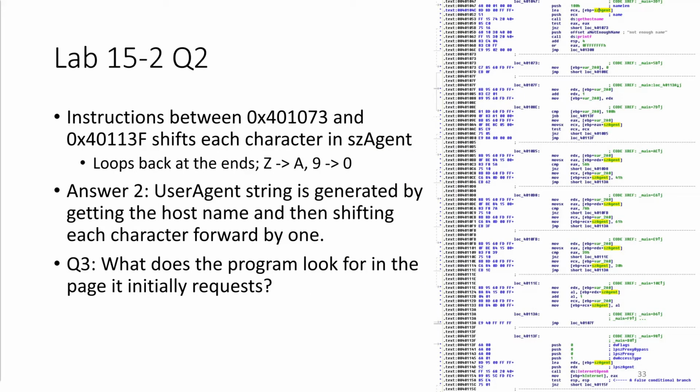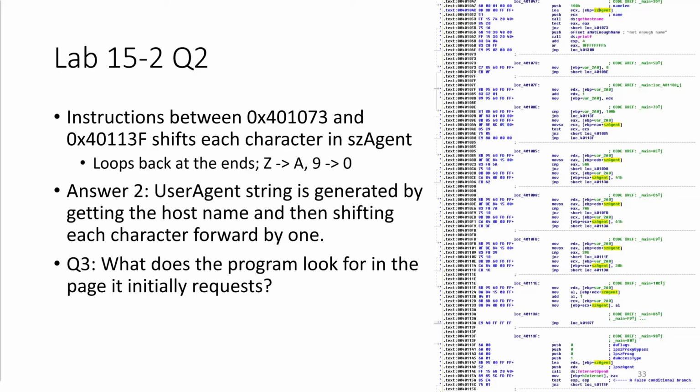The instructions between hex 401073 and hex 40113F shift each character in the szAgent string forward by 1, and it loops around at the end of each character type such that Z's shift forward into A's and 9's shift forward into 0's. So the answer to the second question is that the user agent string is generated by getting the hostname, then shifting each character forward by 1.